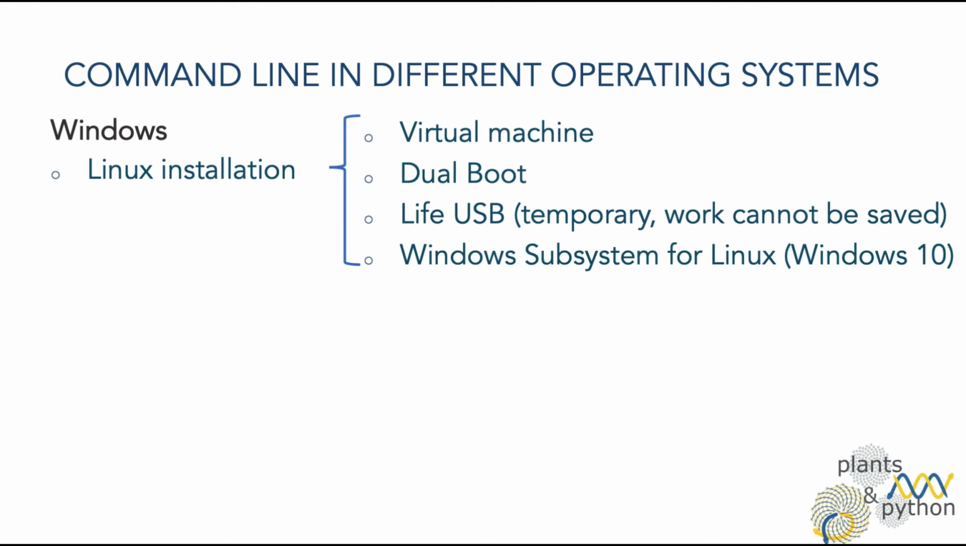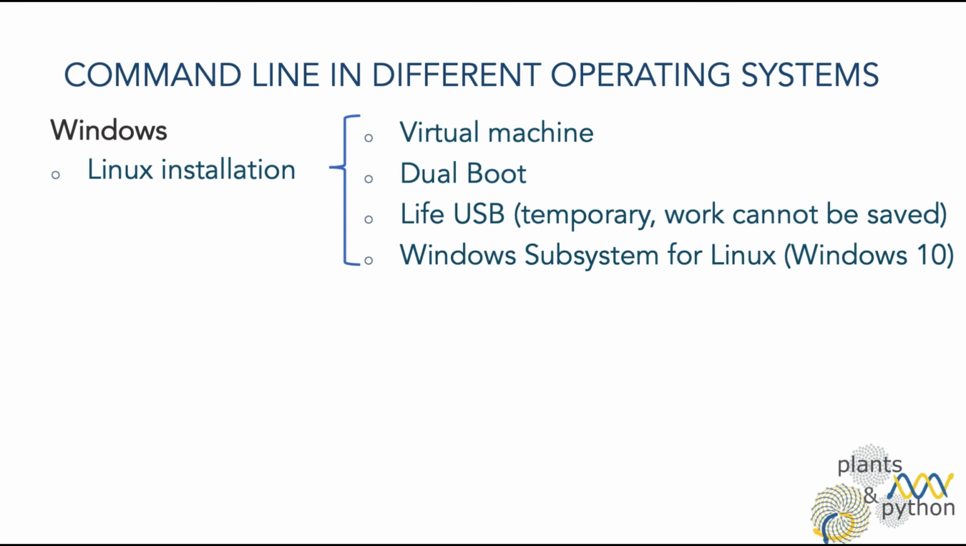Another way is through a dual boot. That means that your hard drive is divided, and in one partition you install Windows, and in another one you install Linux. Then you can boot with either of them. Another option is through a Linux Live USB. This is just like a temporary installation. You cannot save your work. And when you remove the USB, Linux will go away.